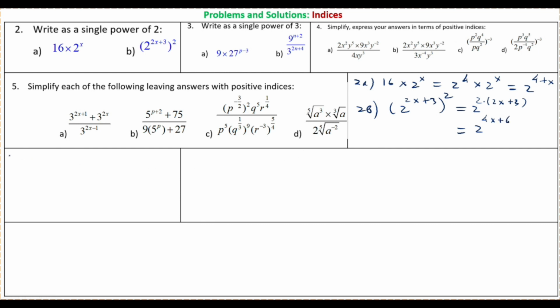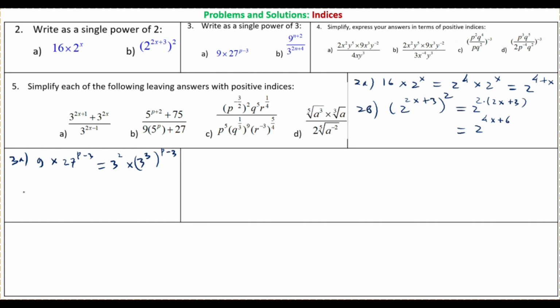Now number 3a. So here write as a single power of 3. So we want to express 9 with the base 3. So we got 9 times 27 to the power of p minus 3. So that equals 9 is 3 squared times 27 is 3 to the power of 3. So we've got here 3 to the power of 3 to the power of p minus 3.